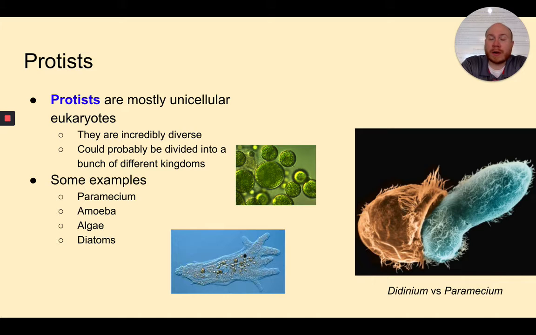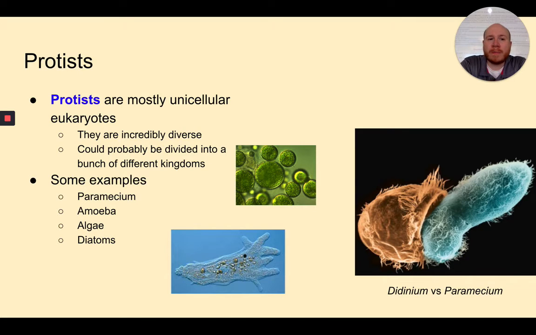So they are incredibly diverse. There are literally hundreds upon hundreds, thousands of these protists. And because each one is single-celled and because they're really different and unique, they could probably be divided into a bunch of different kingdoms. And because of that, we just kind of clump them all together.